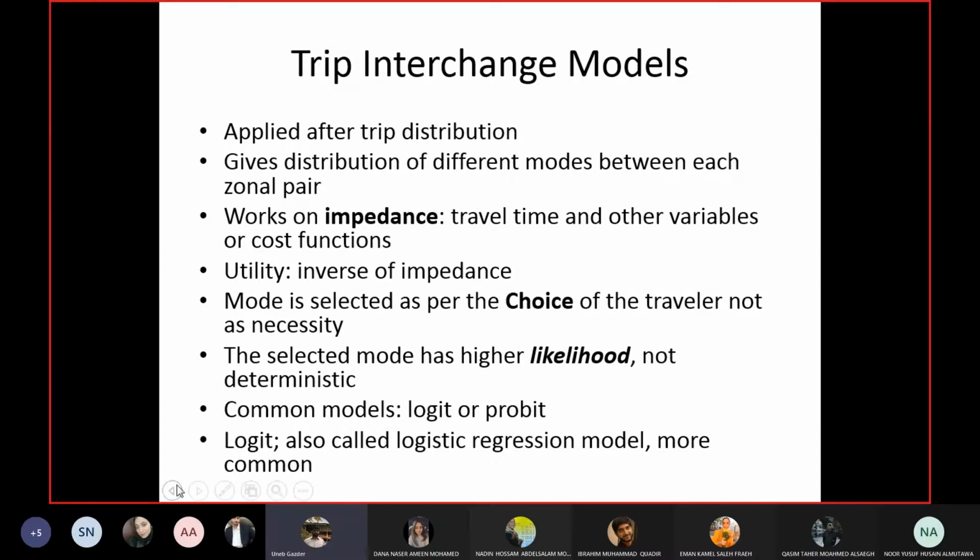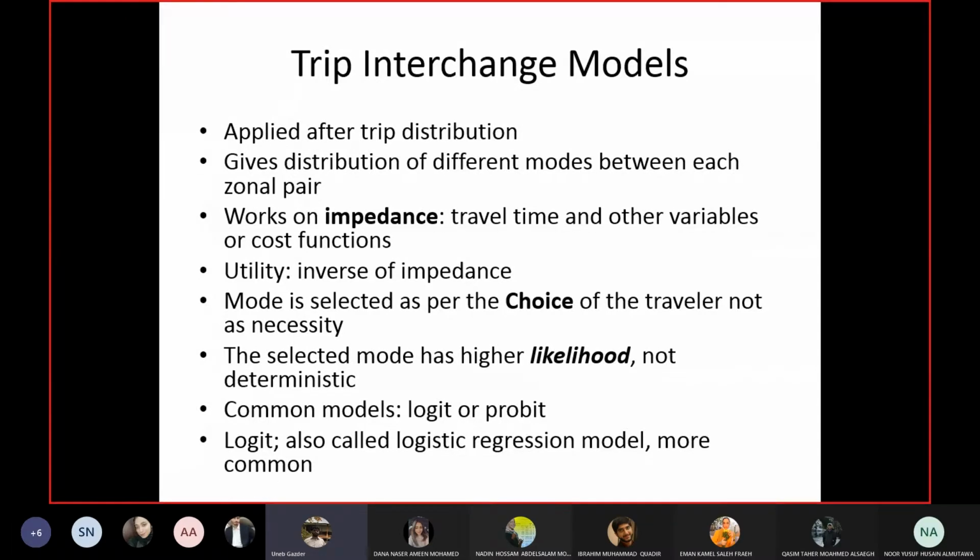How will we predict which mode he is selecting? The mode which has the higher likelihood or higher probability. So the trip interchange model gives you the probability, or the chance, that a traveler can select one of the following modes. And the mode which has the higher chance of being selected by the traveler, we will take as the selected mode.